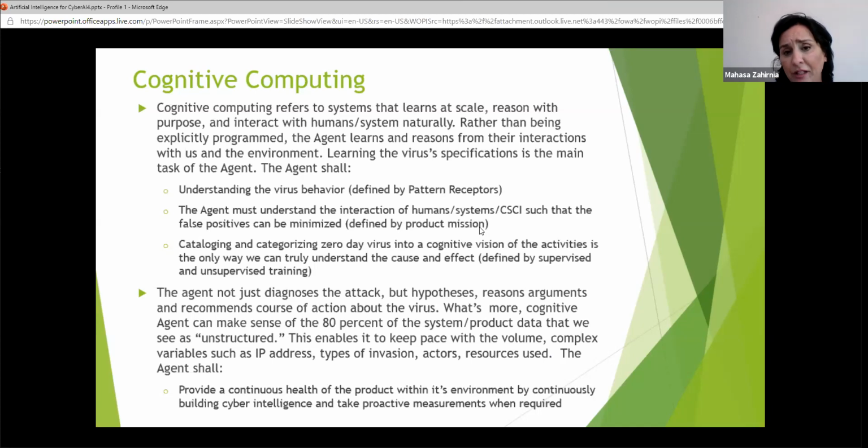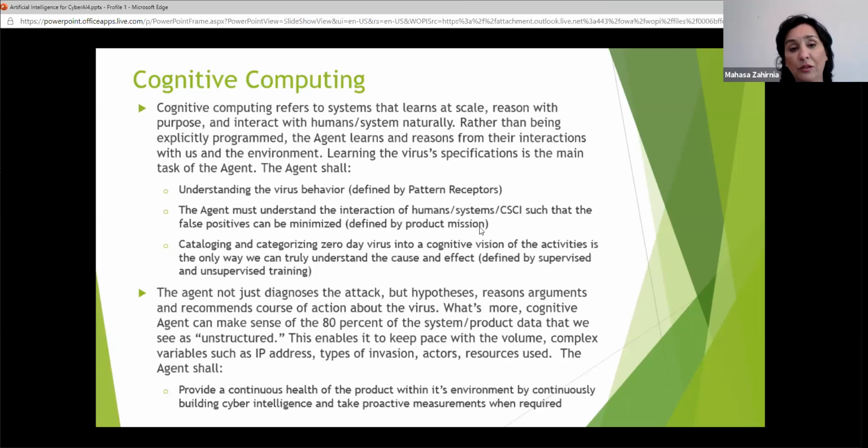One of the most important things we do when we try to understand an unknown, the unknown virus, the zero-day virus, is that we have to understand the specification of this virus, this thing that has come into our application. We have to understand the behavior of the virus. This I will later on define as the pattern receptors that I have designed out. We have to understand the interaction between the human, the system, and CSCI, such that we minimize the false positives. This is identified by the product mission and the human applications of the product mission.